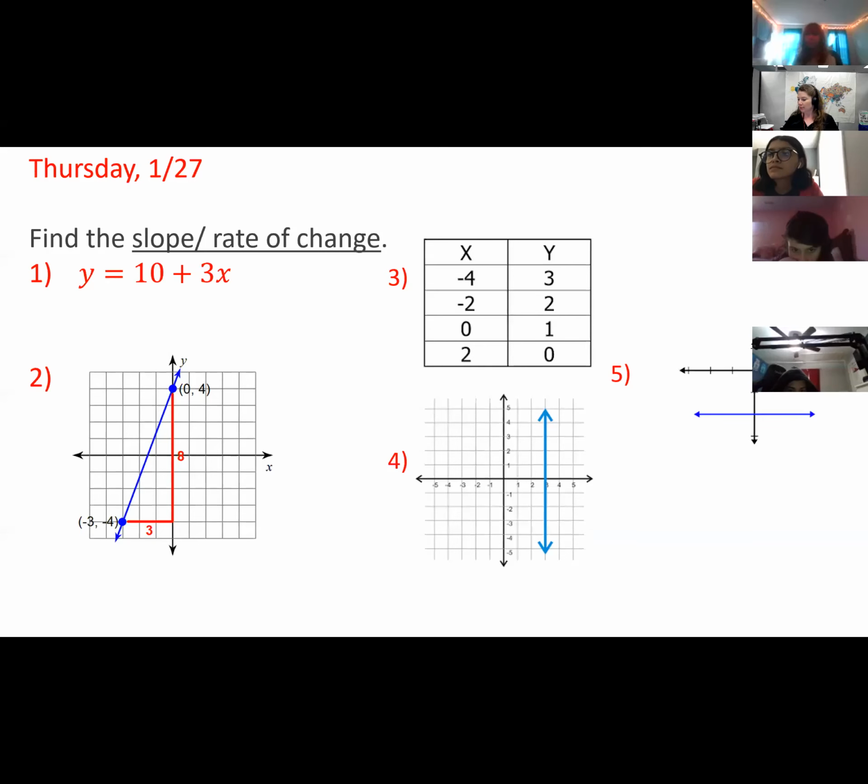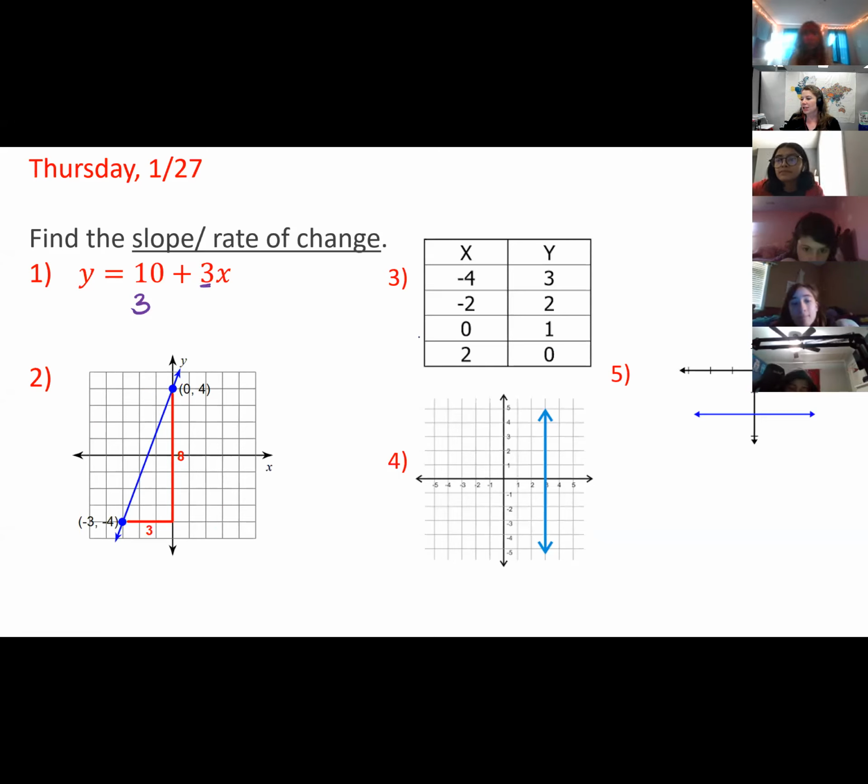All right, so let's look at number 1. If you are given an equation and it asks for the slope, it's simply the number that's being multiplied by x. So number 1, what number is being multiplied by x? It's 3, right? So the slope is positive 3. The equations are the easiest ones to do because all you have to do is find whatever is being multiplied by x. Does everyone understand?